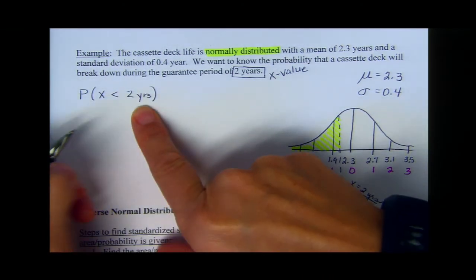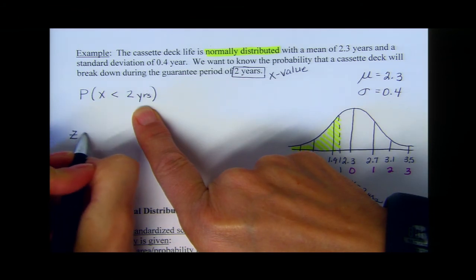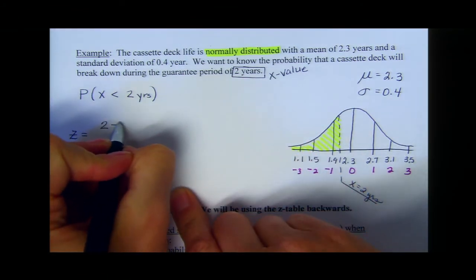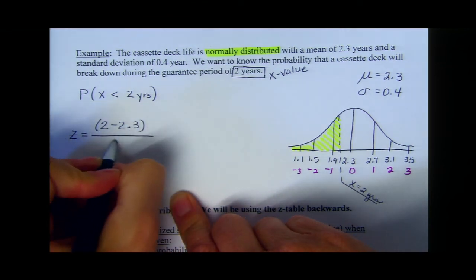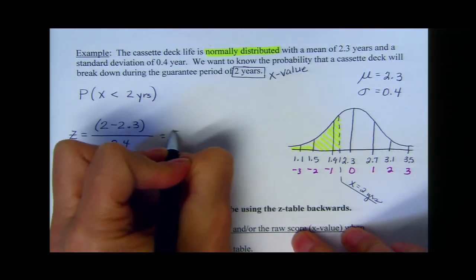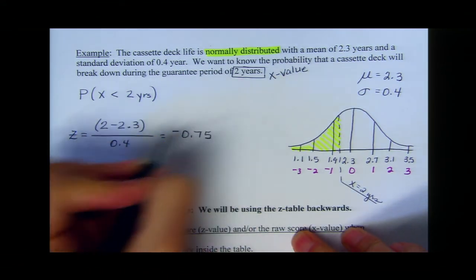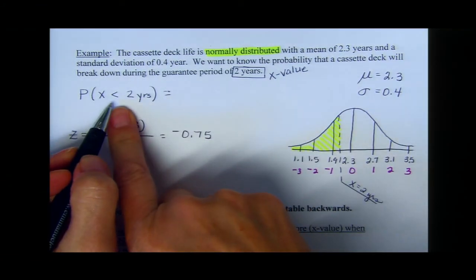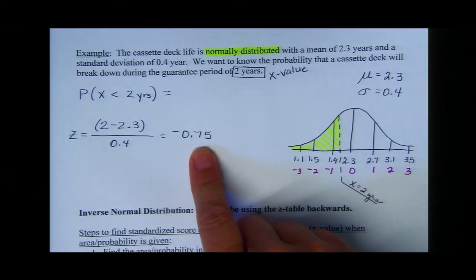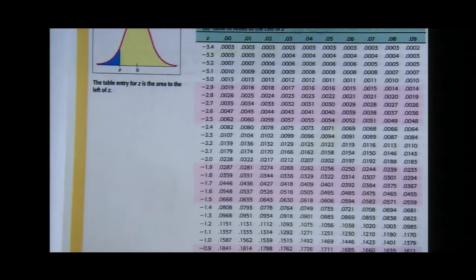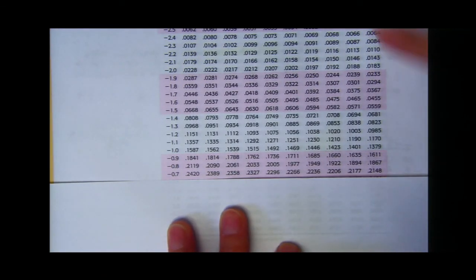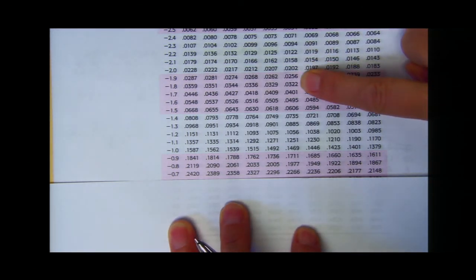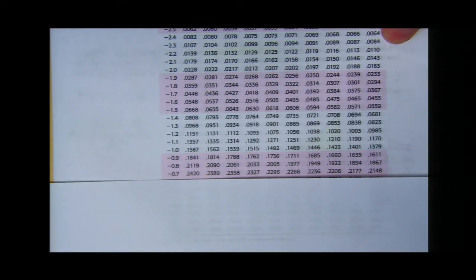We're given a real life value. So the first thing that we need to do is convert it to its equivalent z value. So 2 minus 2.3 divided by 0.4, and that calculates to -0.75. This is a less than statement, so all I have to do is go to the table and use that number. -0.75, 0.2266.